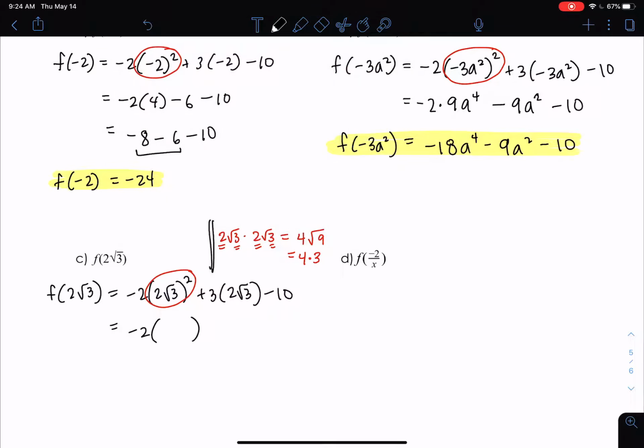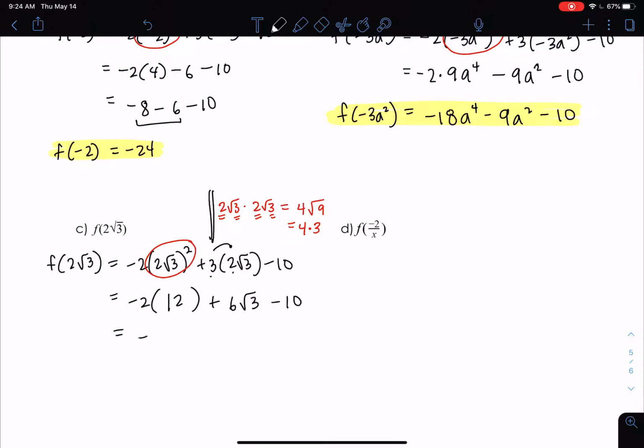It's really important, by the way, to do this work off to the side if you're not sure immediately what the answer is. So 2 root 3 times 2 root 3 becomes 4 times 3, or 12. Next, we're going to multiply, so we only have outside numbers this time. So we get 6 root 3 minus 10. Final answer requires us to simplify a bit. And notice that our only like terms are the 24 and the 10. So my final answer is -34 plus 6 radical 3. Keep your left-hand side.